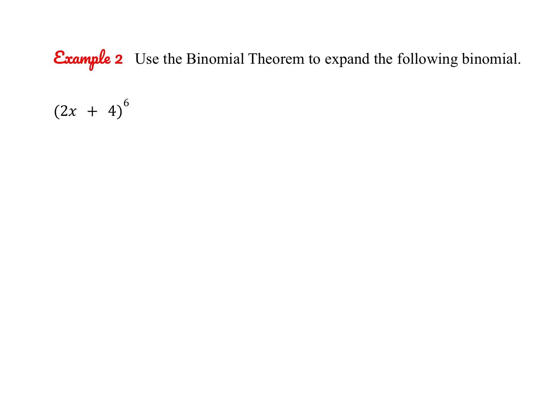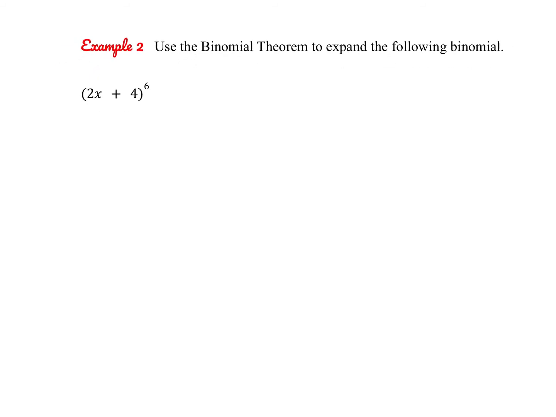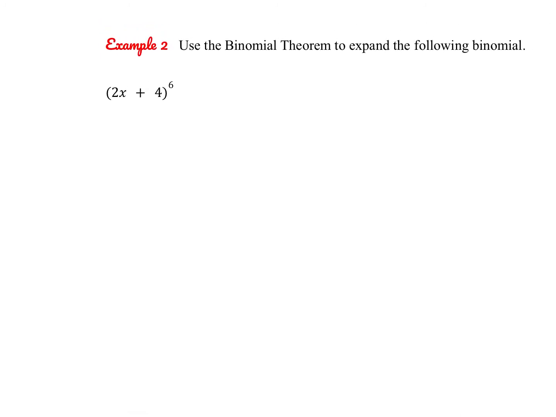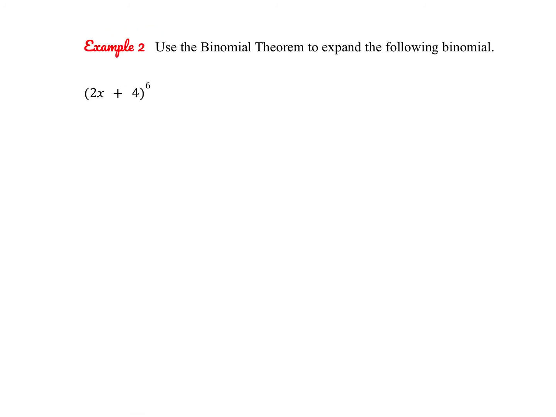Okay, let's try another one together. So same idea, this one just takes a little bit more to simplify. So let's start by writing out the terms from row 6 of Pascal's triangle. So we have 1, 6, 15, 20, 15, 6, 1.